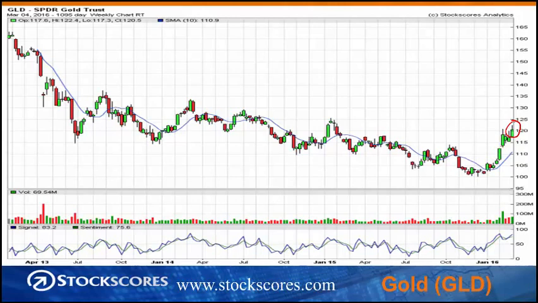But the weekly chart for gold is still very healthy. We're in an upward trend. We've broken the downward trend. We just never really did it from a rising bottom. This was kind of the low here.